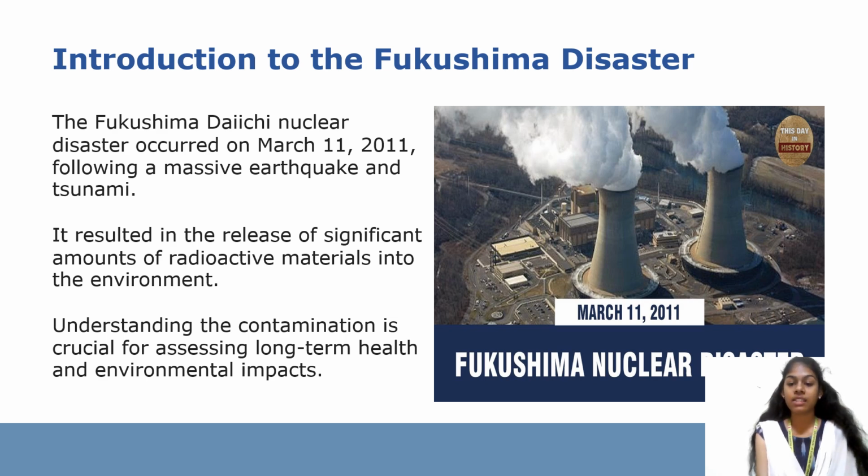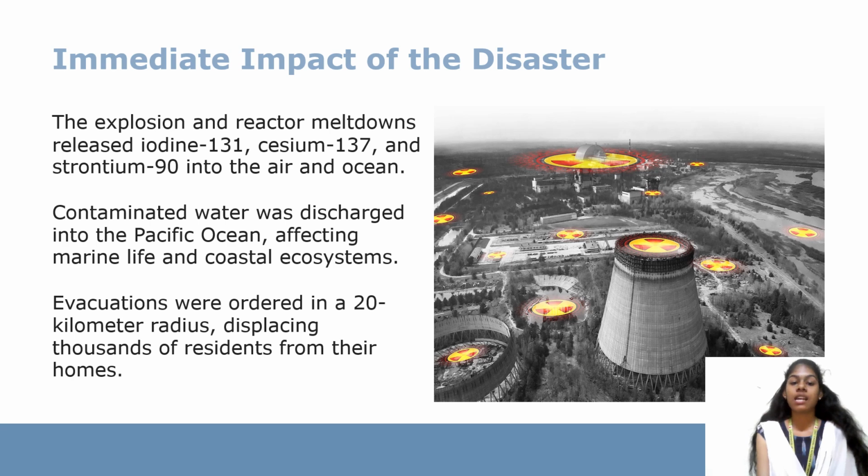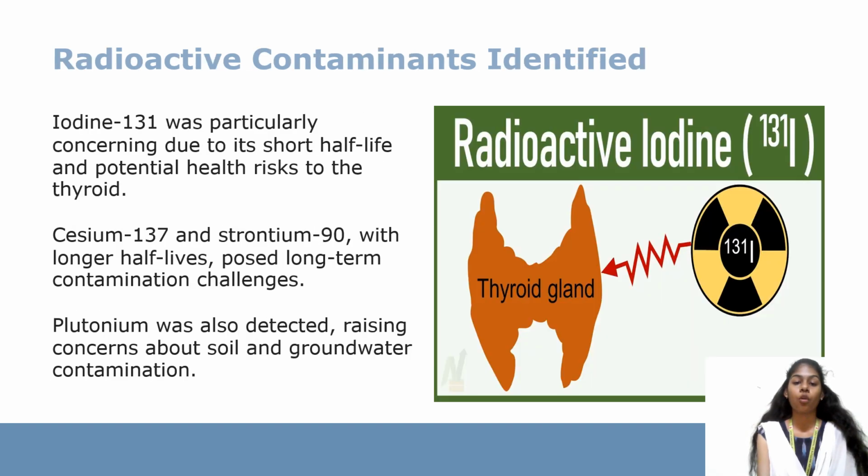Here you can see the photo of the Fukushima nuclear hazard which happened on March 11, 2011. Immediate impact of the disaster. The explosion and reactor meltdowns released iodine-131, cesium-137 and strontium-90 into the air and ocean. Contaminated water was discharged into the Pacific Ocean, affecting marine life and coastal ecosystems. Evacuations were ordered in a 20-kilometer radius, displacing thousands of residents from their homes.